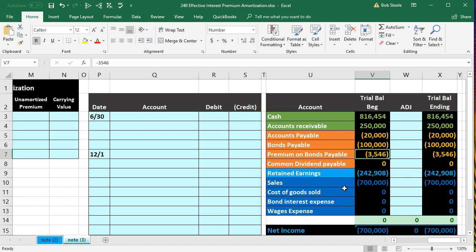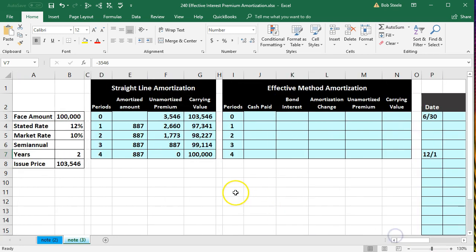So the preferred method is the effective method, which is kind of similar to calculating a loan amortization schedule, where we're going to take the carrying amount and figure out how much the interest expense should be based on that. And so that means that the amount that will be allocated will differ. And that's what we'll use here. So if we go back to the left, first we'll just look at the straight line method to compare, and then we'll go to the effective method.